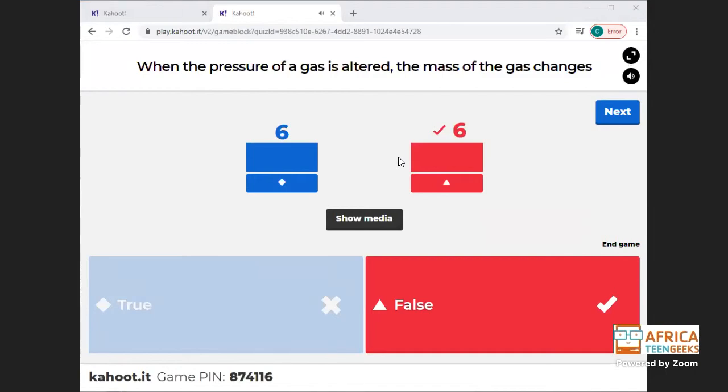Guys, tug of war, 6-6. So, when the pressure of a gas is altered, the mass of the gas changes. It does not change, guys. Remember we said that inasmuch as we can move particles of a gas from a smaller container to a bigger container, the particles remain the same. Mass does not change when pressure is increased or decreased.